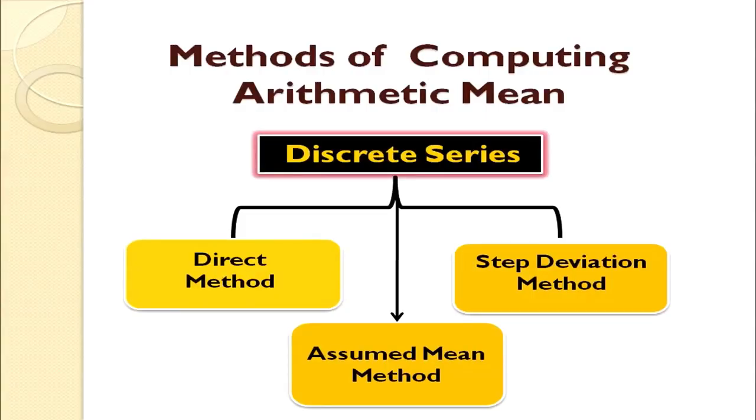Now, students, we are going to discuss arithmetic mean in case of discrete series. If we want to calculate arithmetic mean in case of discrete series, we can calculate in 3 ways. We can calculate by direct method, by assumed mean method, and also by step deviation method. Let's discuss the direct method first. In case of direct method, the following steps should be taken.